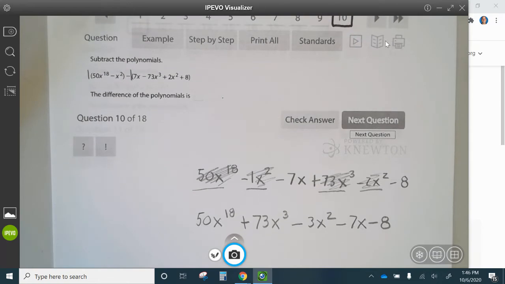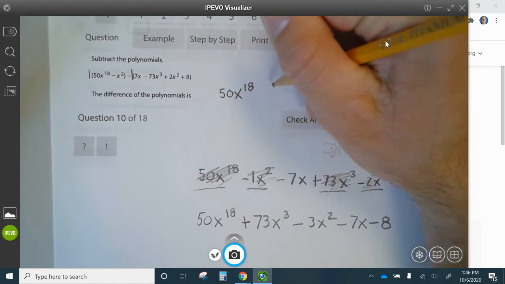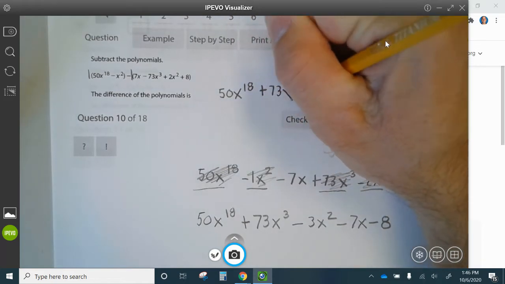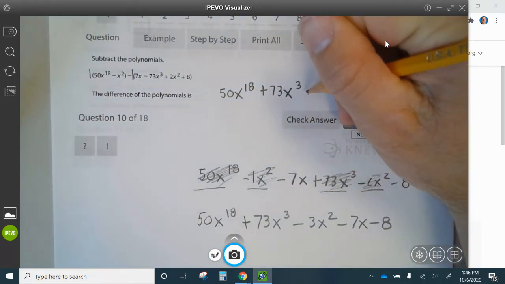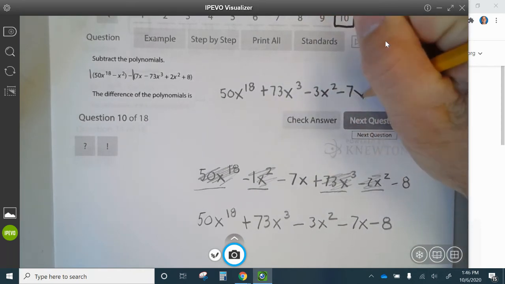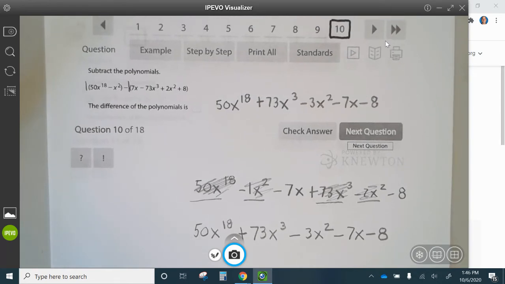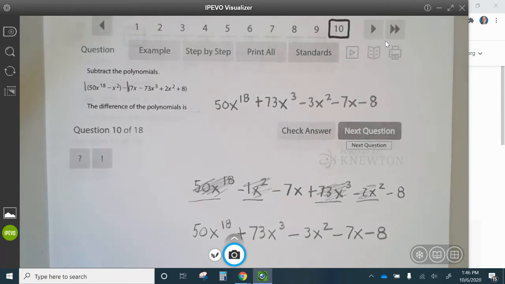All right, so the difference of the polynomial is 50x to the 18th plus 73x cubed minus 3x squared minus 7x minus 8. All right, go ahead and finish up question number 10.